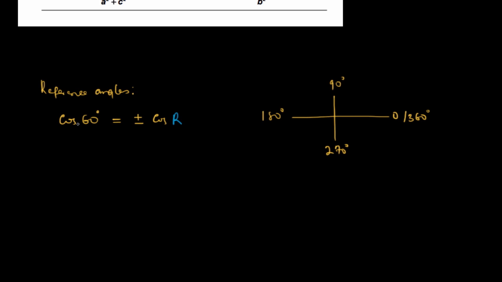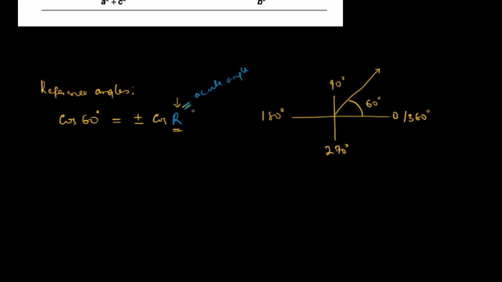To find the cosine of 60 degrees, you need to first find the reference angle, that is, you need to first find r. For 60 degrees, you start from here and draw a line in the counterclockwise direction, the opposite way a clock rotates, until you cover 60 degrees. The reference angle is the acute angle.